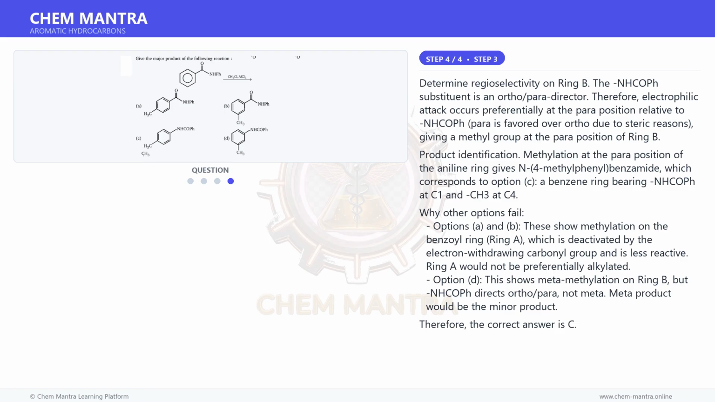Why other options fail? Options A and B show methylation on the benzoyl ring, ring A, which is deactivated by the electron-withdrawing carbonyl group and is less reactive. Ring A would not be preferentially alkylated. Option D shows meta methylation on ring B, but NHCOPh directs ortho-para, not meta. The meta product would be the minor product.